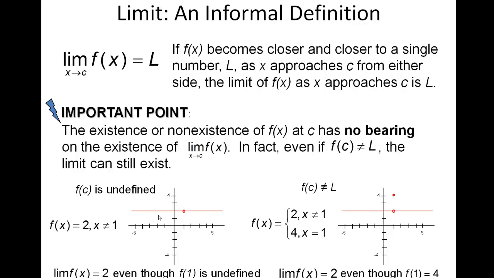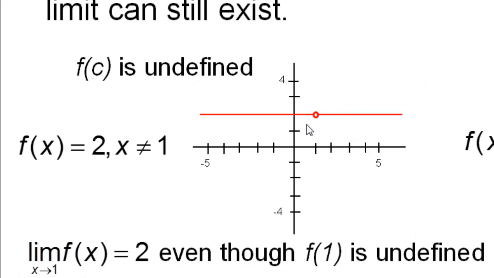Take the boring function f of x equals 2, x not equal to 1. The limit of f of x on this function is 2, even though f of 1 is undefined. As we approach the function from the left, it's 2. As we approach the function from the right, the limit is also 2. Therefore, the limit of f of x as x approaches 1 is equal to 2.